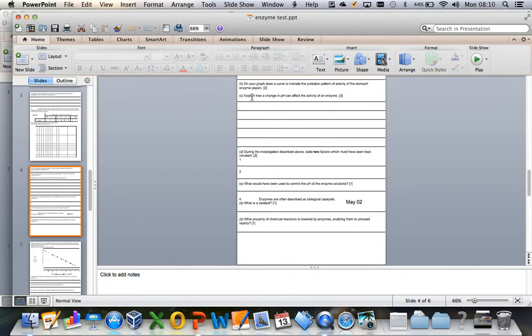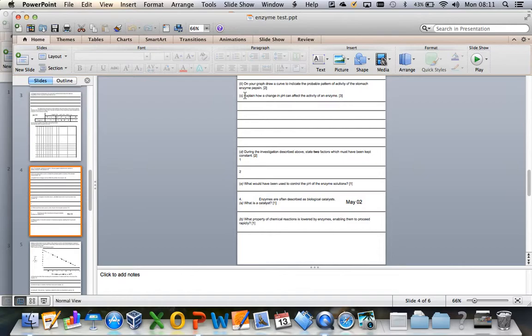Okay, explain how a change in pH can affect the activity of an enzyme. Right, this is explain, not describe. So again, you've got to have that the extremes of pH, you'll have the acid and the alkali, the H plus and the OH minus ions binding to the protein and changing its 3D shape. So if we have a small change in pH, we'll have a small reduction in activity. If we have a large change in pH, then the enzyme is effectively denatured, so the substrate cannot bind to the active site.